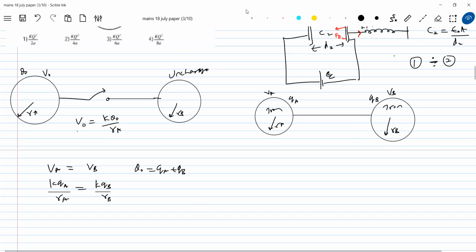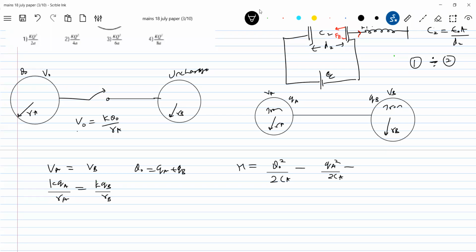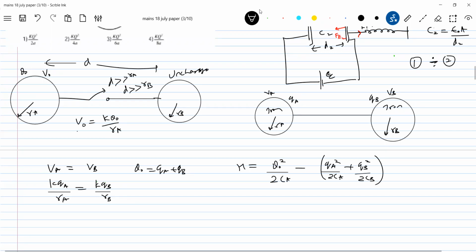Will there be any loss of energy here? Yes, there will be loss of energy. So heat generated, that also you better go for like this. Heat generated should be equal to initial energy, Q naught square by 2CA, minus QA square by 2CA, minus QB square by 2CB. Or self energy of the system, you can go for it. Because they're far away, I'm not taking interaction potential. What is the condition given? D very much greater than RA. This will be the heat generated in the wire.